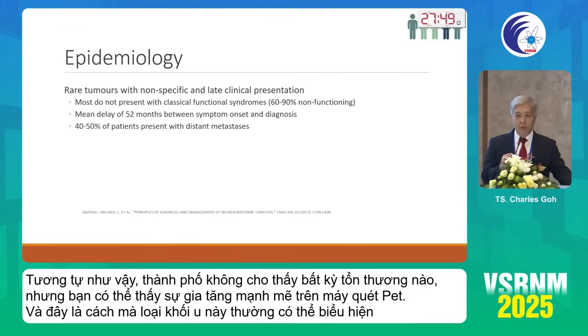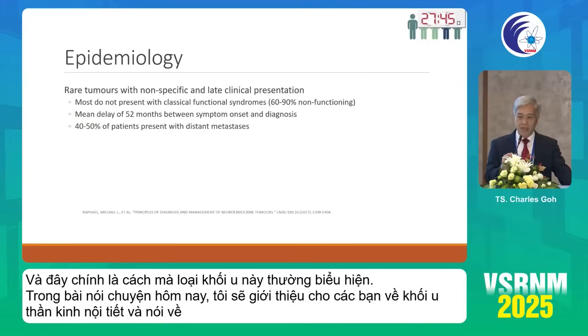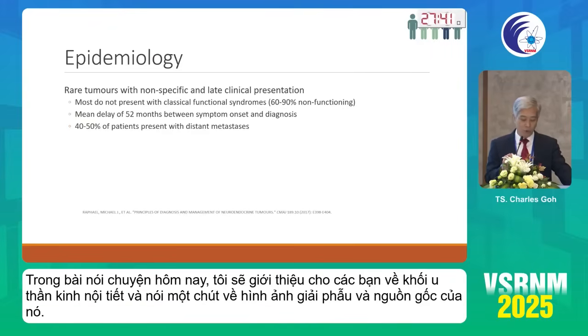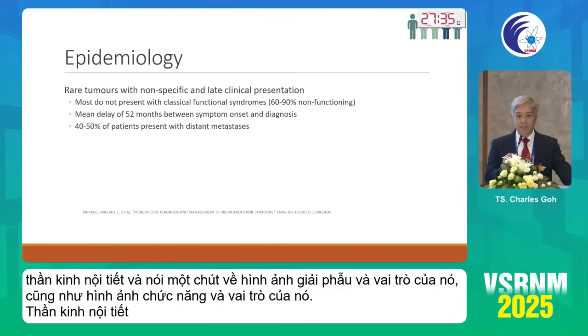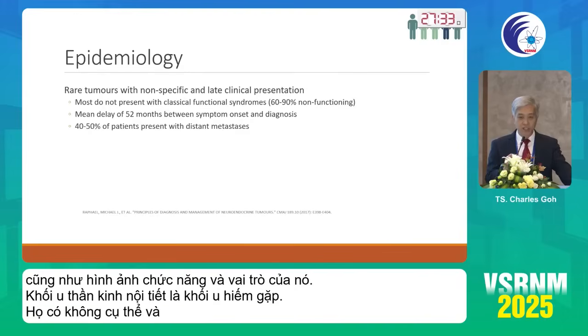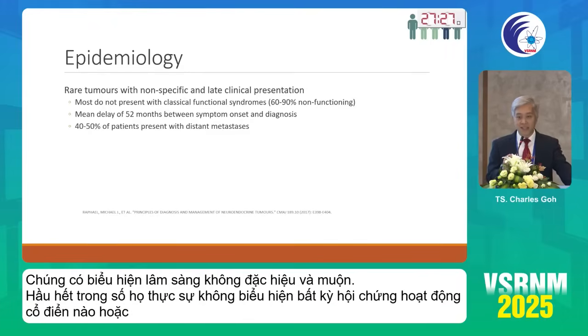In today's talk, I'll be giving you an introduction to neuroendocrine tumors and talking a little bit about the anatomic imaging and where it comes in, as well as functional imaging and what role it plays. Neuroendocrine tumors are rare tumors. They have non-specific and late clinical presentation. Most of them actually do not present with any classical functioning syndromes. Almost 60 to 90% of them are non-functioning.